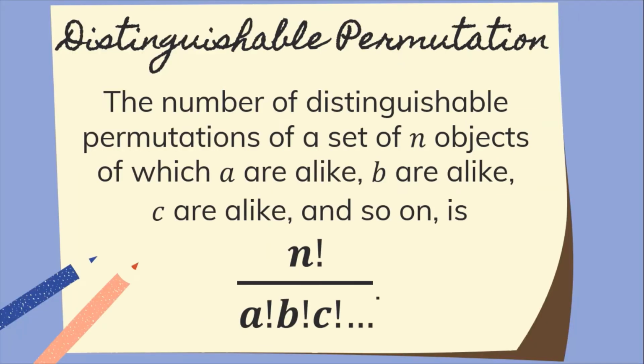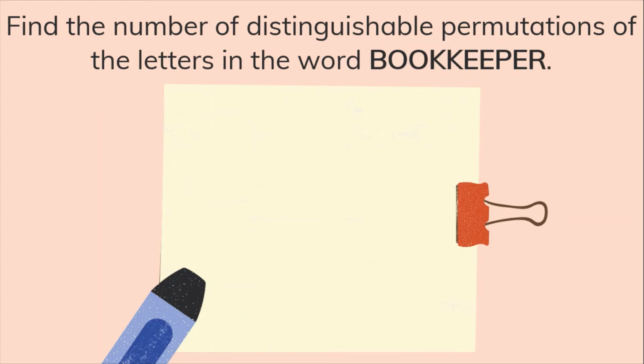From the given example, we can derive the formula in finding the permutation of n objects if there are identical elements. So to find the number of distinguishable permutations of a set of n objects of which A are alike, B are alike, C are alike, and so on, we use n factorial over A factorial, B factorial, C factorial, and so on. So para mas maintindihan, let's have the following examples.